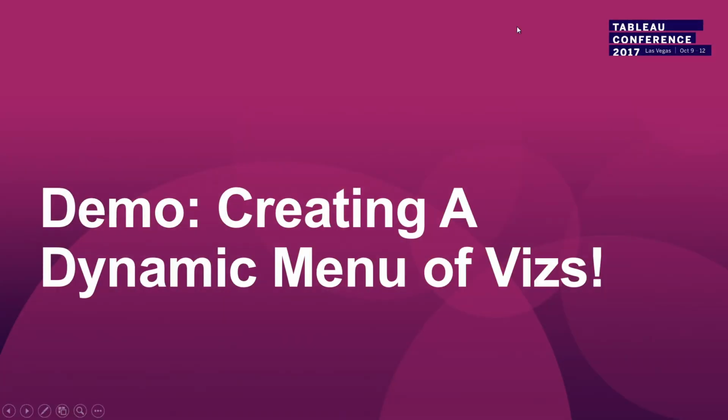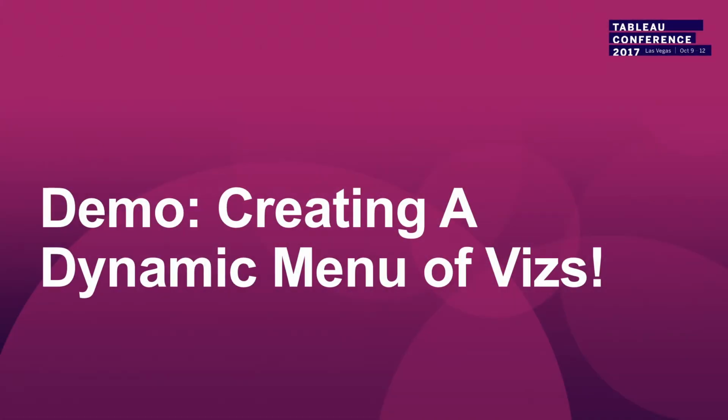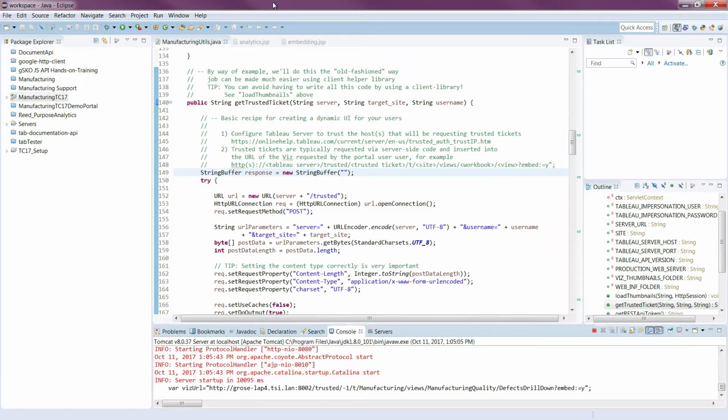Now we're going to jump through the process that we actually take to create the dynamic menu of Vizzes. So we're going to hit our REST API and grab the content, and then show the menu of results. For the example, all this code is available up on GitHub after the project. We've got all the example code that we actually built here. We built it in Java, so we used Eclipse for the IDE. Anybody who's used Eclipse will be familiar with our setup here.